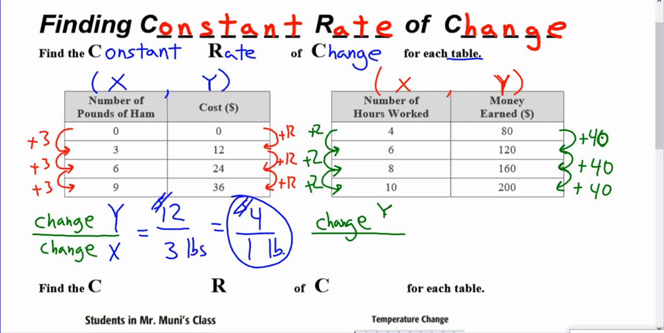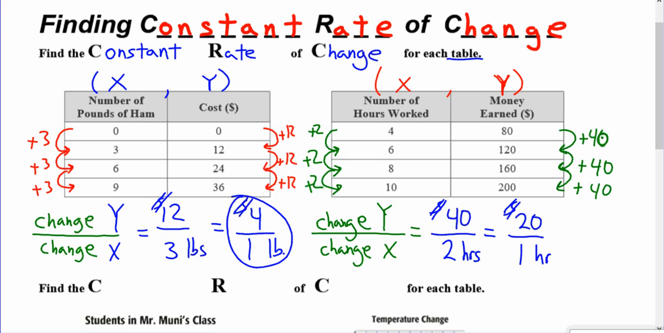So if we want to find the constant rate of change, we want the change of the y over the change of x. Well, the change of y, that was $40. And the change of the number of hours worked, the x, that's 2 hours. Well, 40 divided by 2 is 20. So our unit rate is $20 per 1 hour. That's the constant change.